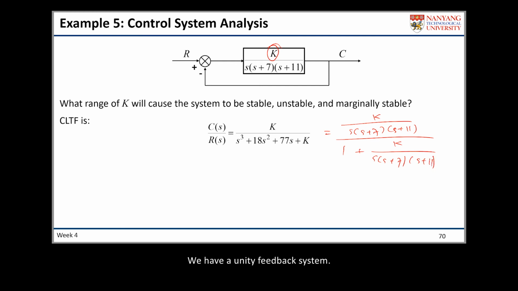We have a unity feedback system. If you solve it, you will get this closed loop transfer function. Now we want to find the range of k to ensure the stability of the system. How to do that? First, you have to define the characteristic equation of this system. The characteristic equation is the denominator equal to 0.